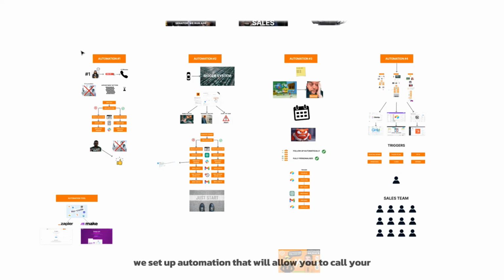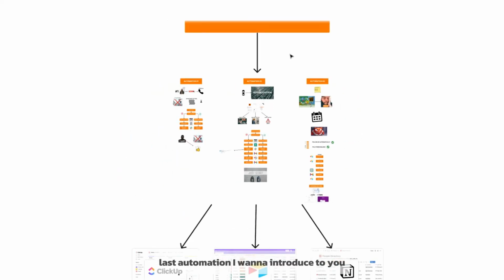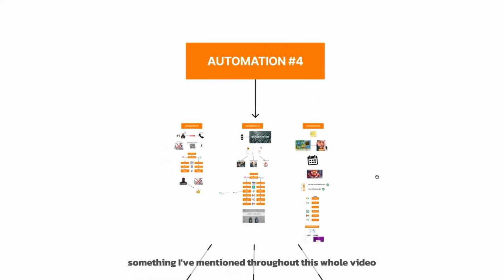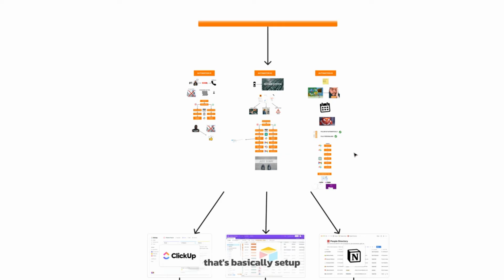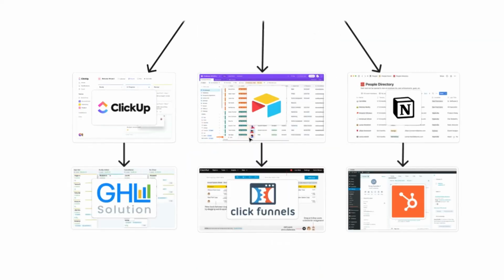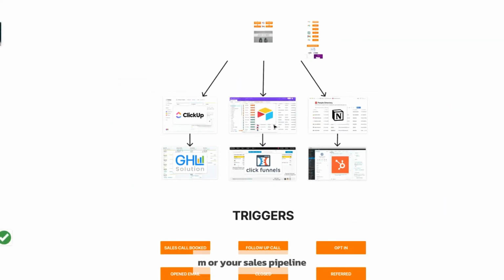So far, we've set up an automation that will allow you to call your leads within 5 minutes. We set up an automation that warms your leads, researches them, and actually alerts your team whenever you book a sales call. And now we've just finished setting up an automation that allows you to follow up with your leads automatically with a fairly personalized email. The last automation I want to introduce to you is something I've mentioned throughout this whole video. And that's basically setting up automation that automatically updates your CRM or your sales pipeline.